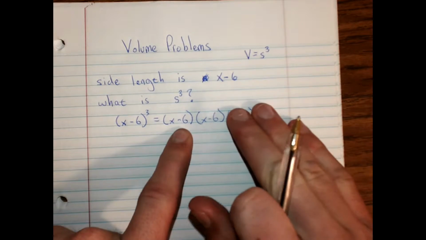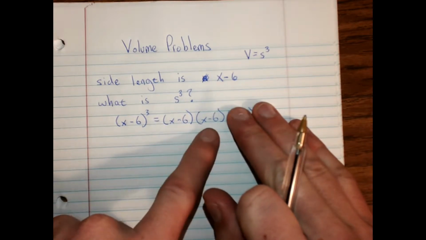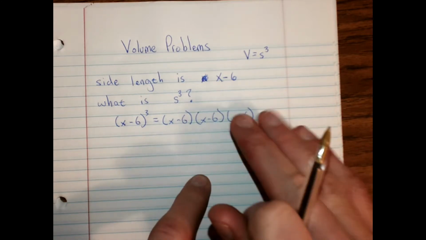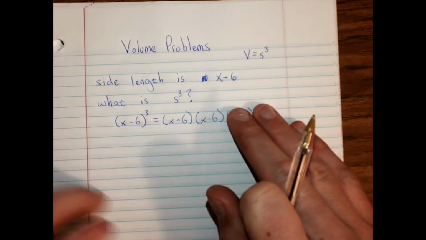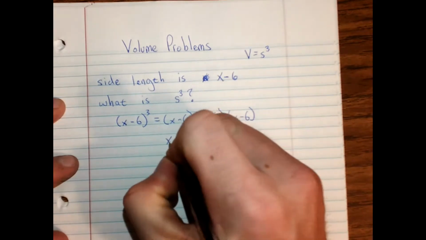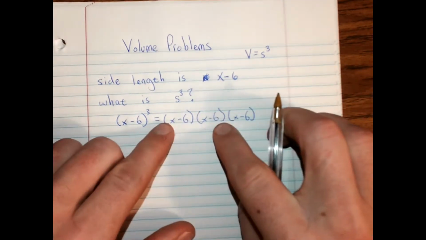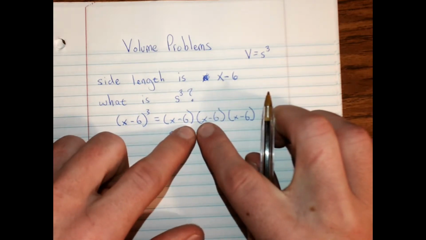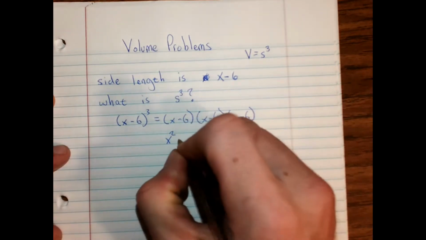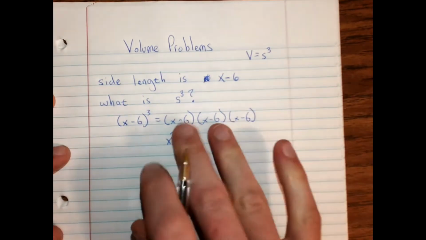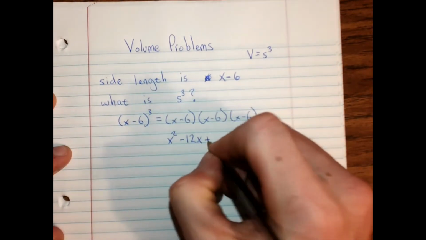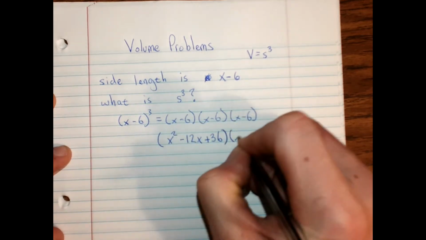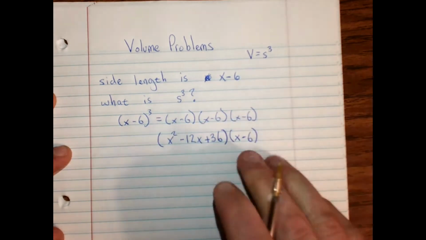And then we're just going to FOIL these two, and then whatever we get as a result we'll multiply by the x minus 6. So x times x is x squared, x times negative 6 is negative 6x, plus x times negative 6 for another negative 6x, so that's going to be negative 12x, and negative 6 times negative 6 is positive 36. And all of that now is going to be multiplied by x minus 6.